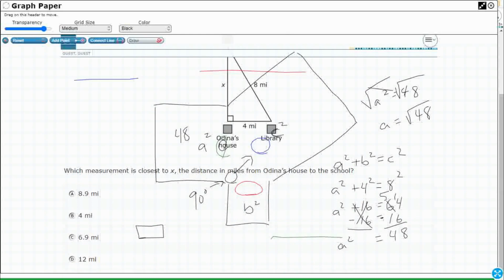Look, 49 is a perfect square. The square root of 49 equals 7. So it's just going to be a hair under 7. And you look at C, that's the best option.